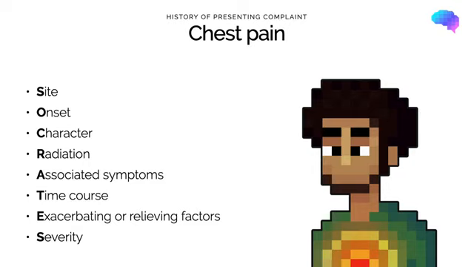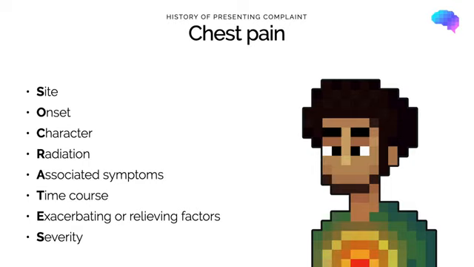Next, we need to ask if the patient is experiencing any symptoms that seem associated with the pain. Some examples might include nausea and vomiting in the context of MI, or fever and malaise in the context of pericarditis. Next up, we need to clarify the time course, including how long the symptom has been going on and whether it has changed over that time period.